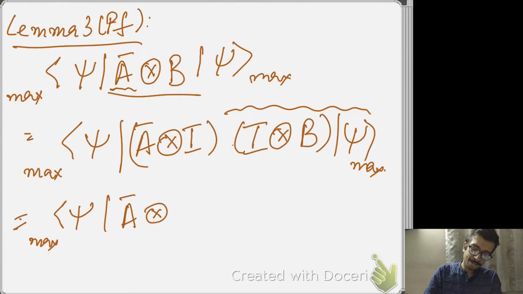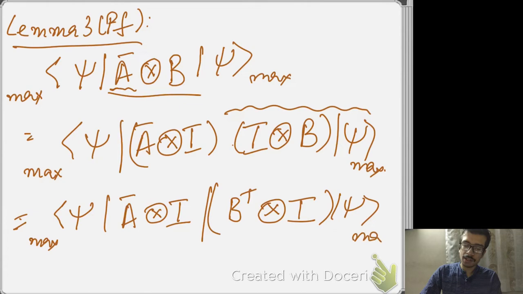So what I do is write this part as B transpose tensor I. Here we are essentially using lemma 1 in the reverse direction, because over there, if I shift from left to right, I get a transpose. Now I'm shifting from right to left. But convince yourself that if I can shift from left to right with a transpose, I can also do it from right to left, because B transpose transpose equals B. That is something we will need to check.